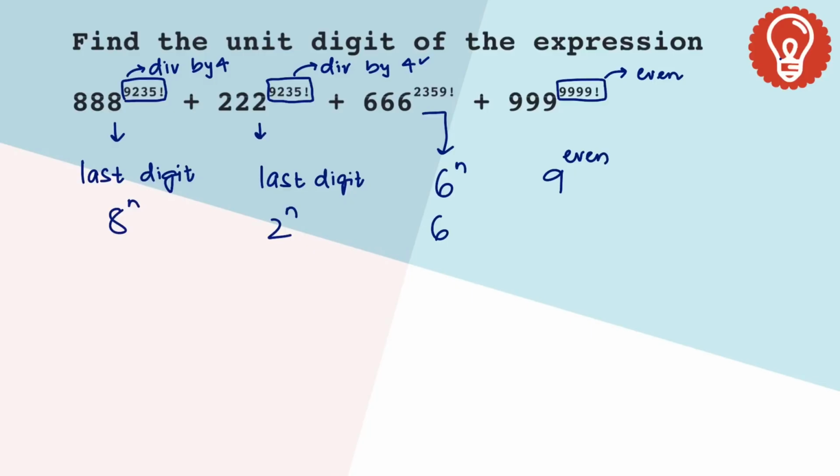Now if you look at this, we know the 8 power n series last digit is 6. The 2 power n series, the last digit is 6 again. This is 6 here. And 9 power an even number gives us 1. So this is 6 plus 6 plus 1, which is 18 plus 1, 19, or we have 9 in the unit place.